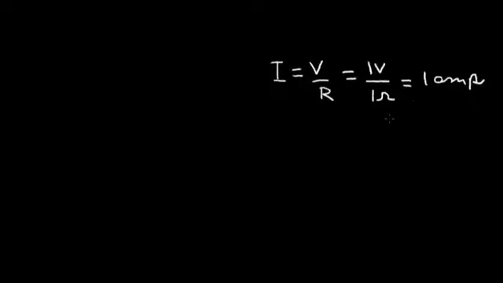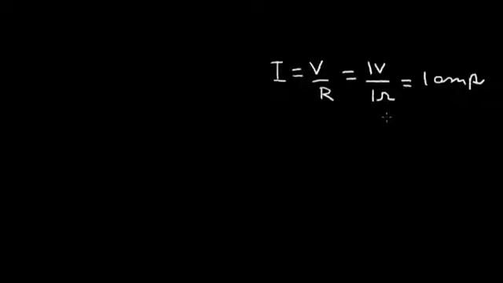Now, we know from Ohm's law that current is equal to voltage divided by resistance. And normally, the voltage will be in volts. So 1 volt divided by 1 ohm gives us 1 amp of current flow. Now, 1 amp is actually quite a large current in most of electronics.